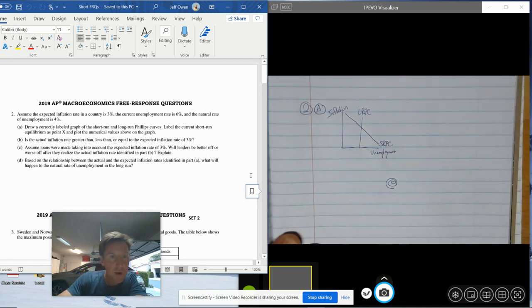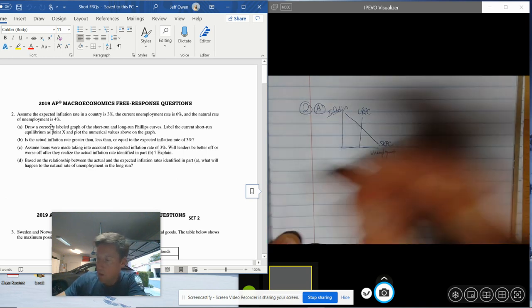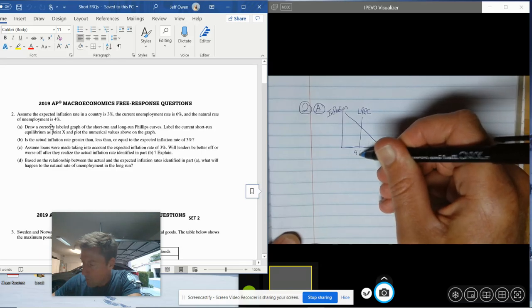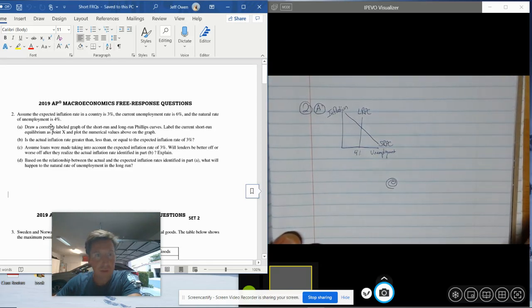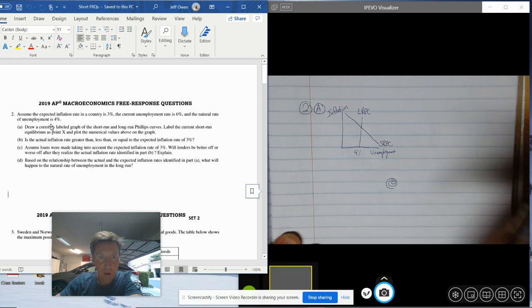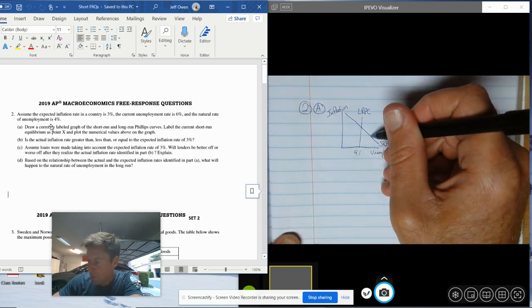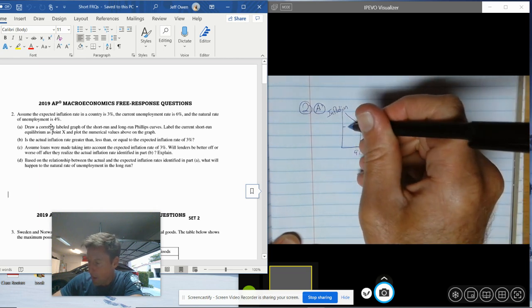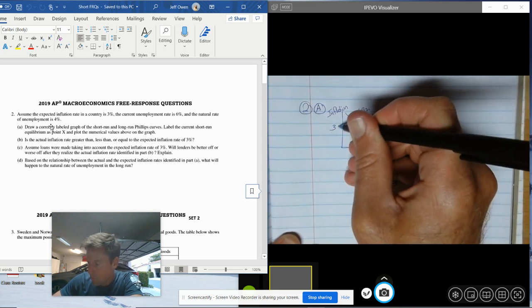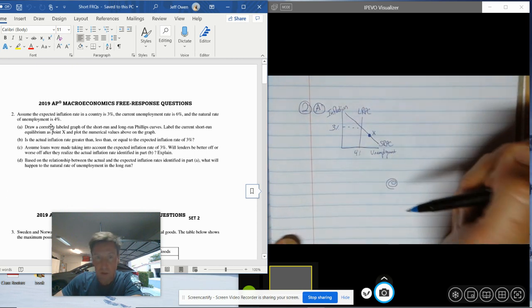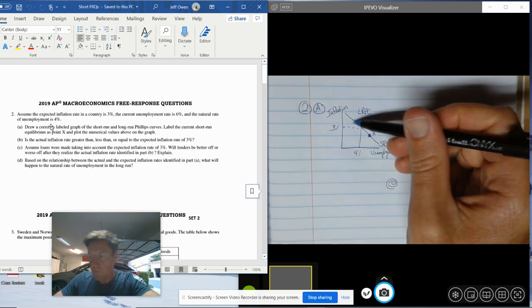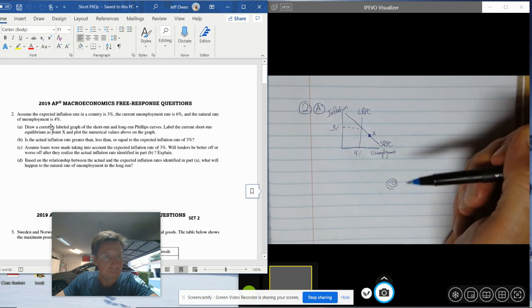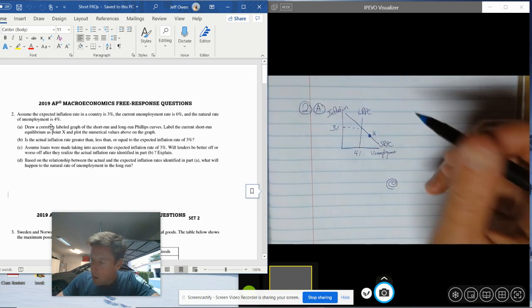They said that our current unemployment rate is 6% and our NRU is 4. So that's the low end of our natural rate of unemployment. Usually it's between 4 and 6%. So this country, their NRU is right there. Our current unemployment rate is 6, so it needs to be to the right. And they want us to label that as point X. They had an expected inflation rate of 3%. This is what they thought it was going to be given our NRU. But clearly we have more unemployment. Cool.